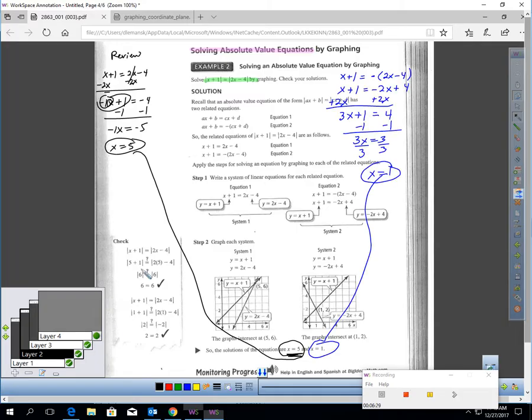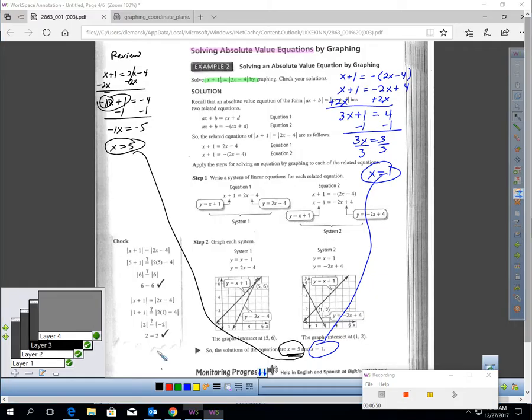Now, here was the part that some of us screwed up on in Chapter 1. We have to write a second equation. Absolute values typically have 2 answers. Now, the left side, you don't change anything, but the right side, you need the opposite. That's why I have the minus in front with parentheses. I need the opposite of what that is.